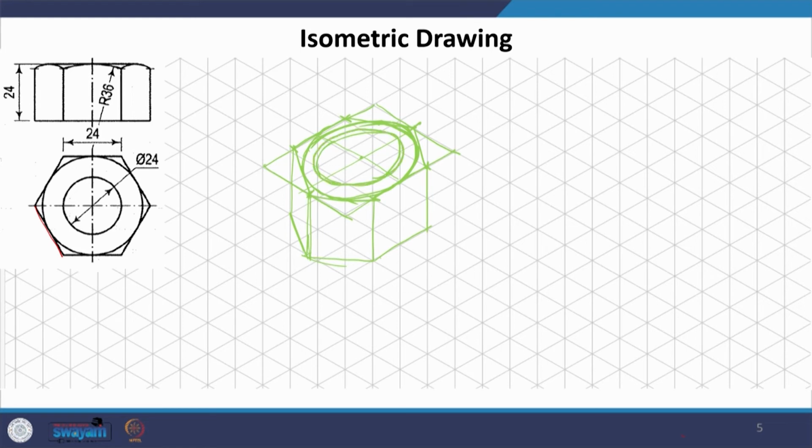Outer one, all that we have drawn. Now, one thing which we have to draw is these curves. Now, we have been given the radius of this.